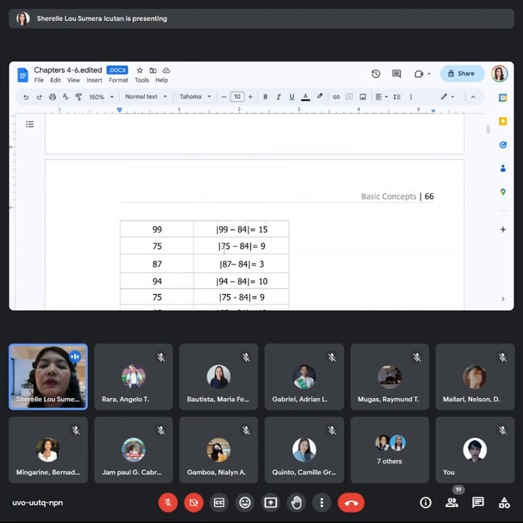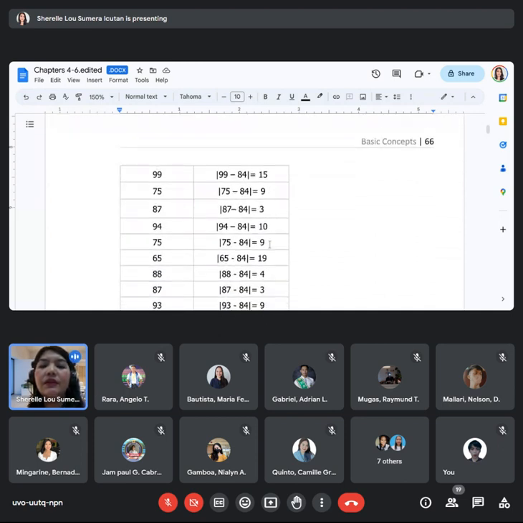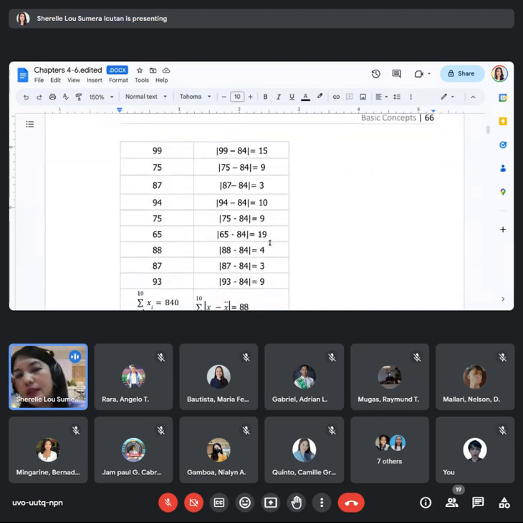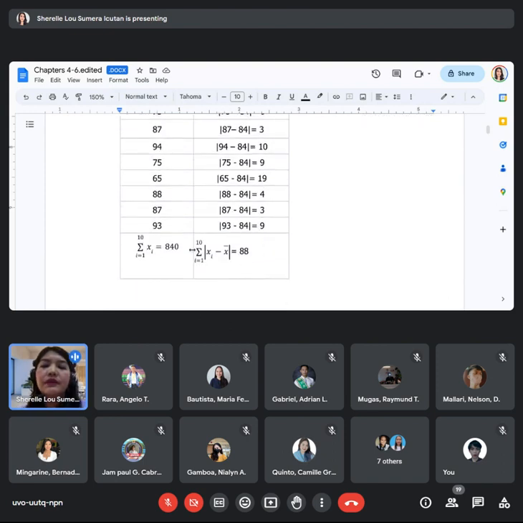99 minus 84 is 15. 75 minus 84, it's 9. That's the absolute value already. Do you follow? Yes, ma'am. Okay, good. So once you have that, you just have to add all of these differences in absolute value.